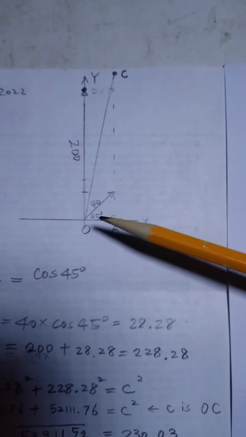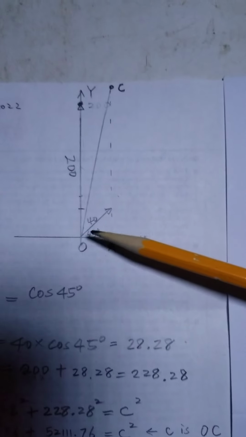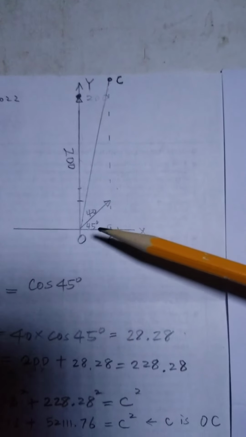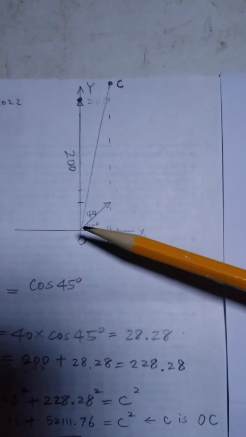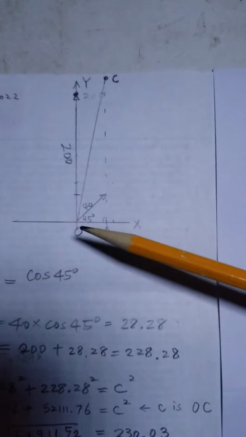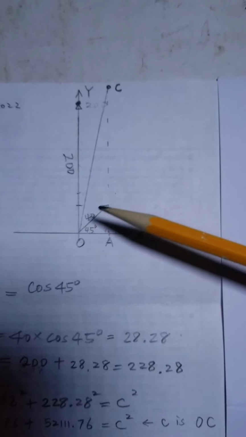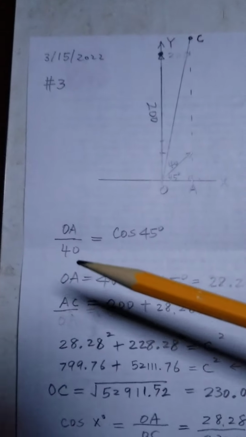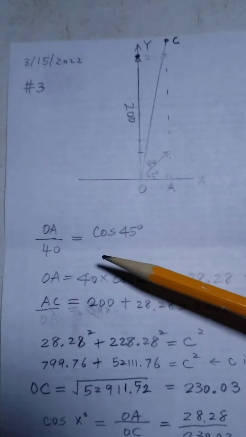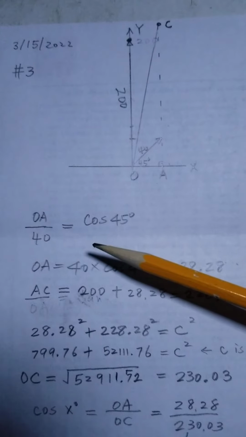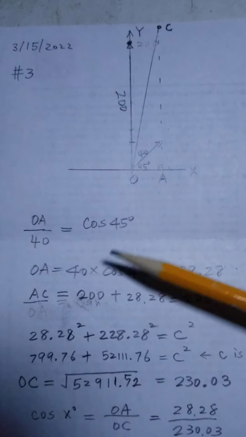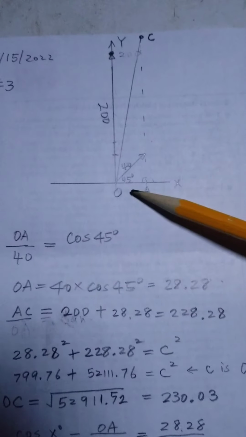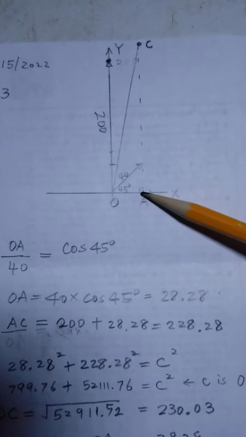This is 45 degrees. We're going to look for the length of OA out of 40. Okay, this is adjacent, right? Because the angle is here. Right next to it is adjacent. Adjacent over hypotenuse is cosine 45 degrees. So we have it right here. OA over 40 is cosine 45. Then you cross multiply, it's 28.28. Means this is 28.28.